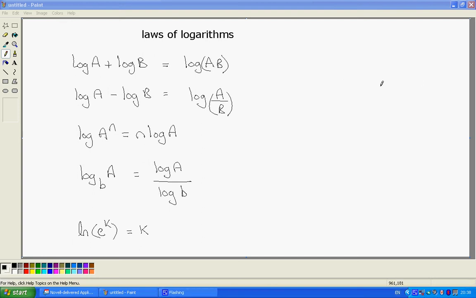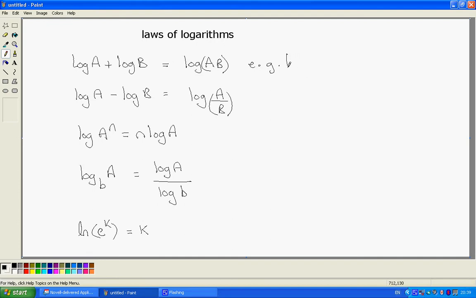This is a note on the laws of logarithms. First of all, we have log A plus log B is equal to log of A times B, and we can illustrate that with an example.